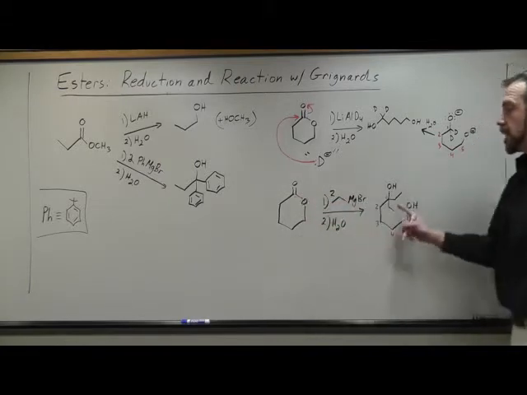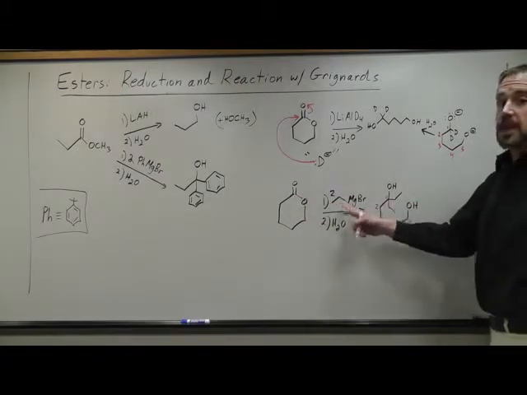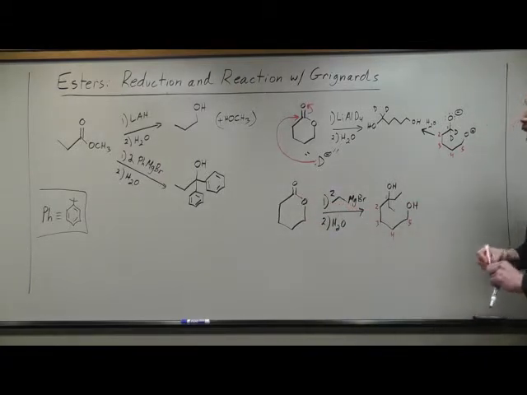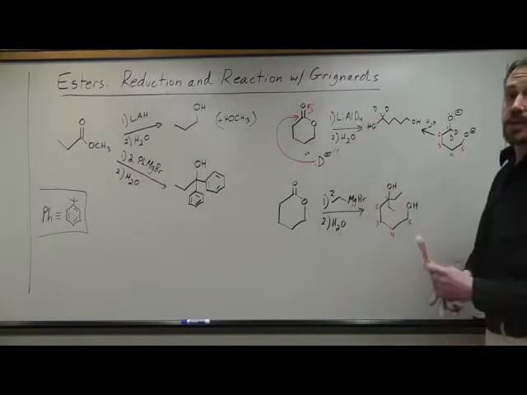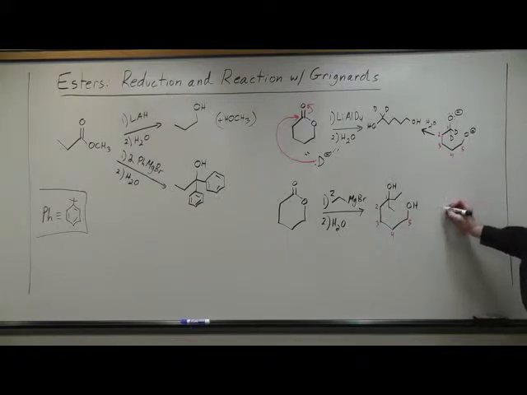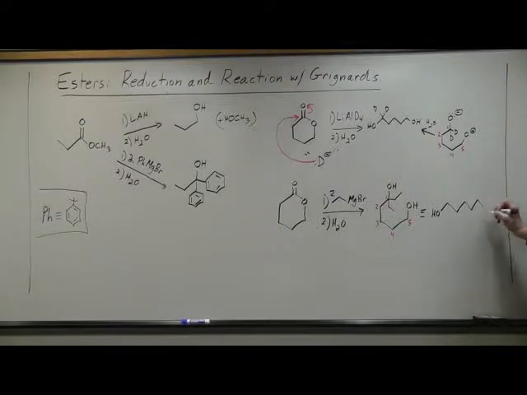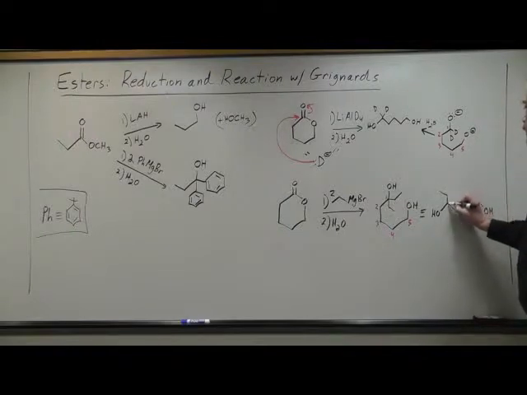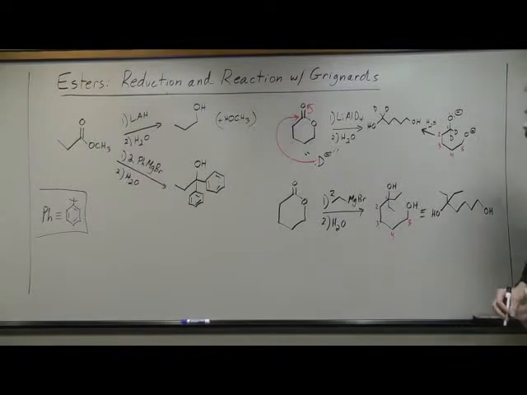bonded to what used to be the carbonyl carbon, now are 2 ethyl groups from the Grignard reagent. And the mechanism is very similar to what was shown in the reduction. Alternatively, this is the same structure depending on how you drew it. As this right here.